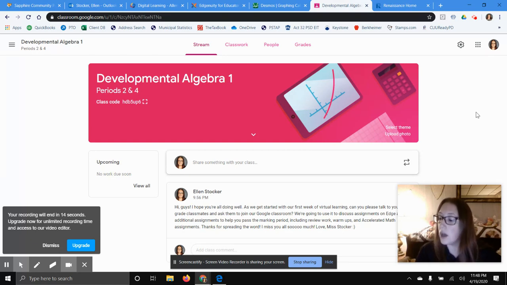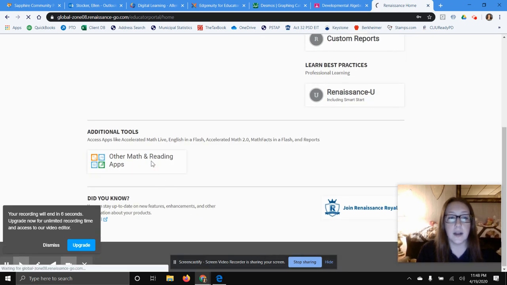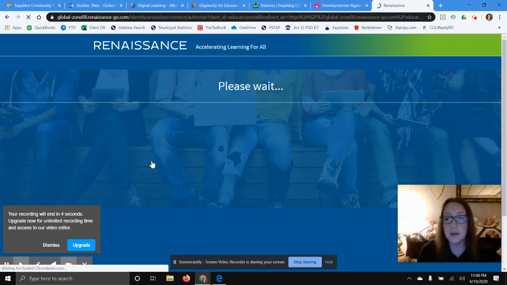So there's also Star. If you really get stuck, you can log into Star, go down under other apps, and continue to do assignments in Star for credit. Those are all the things.